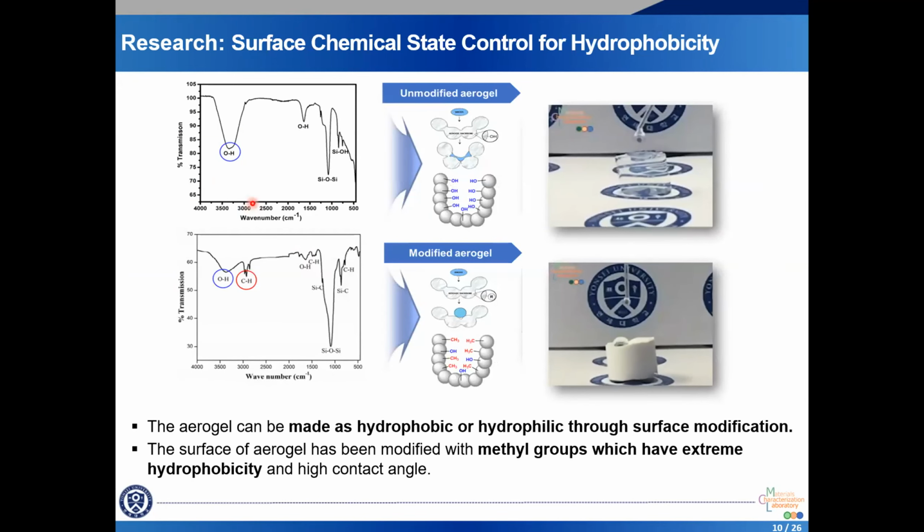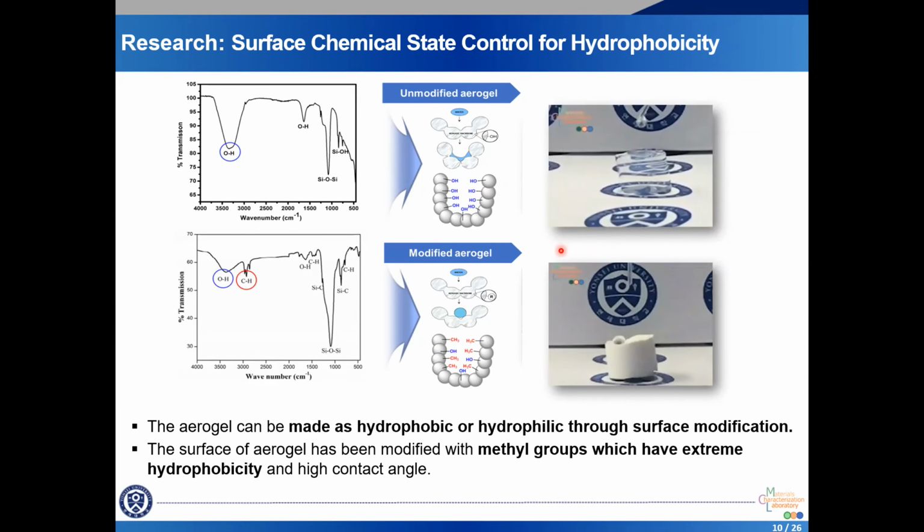This slide is about controlling the surface group of aerogel. The aerogel can be made hydrophobic or hydrophilic through surface modification. Originally, the aerogel has a hydrophilic nature due to many hydroxyl groups on the surface, and it can show selective moisture absorption capability, as shown in the video at the top side.